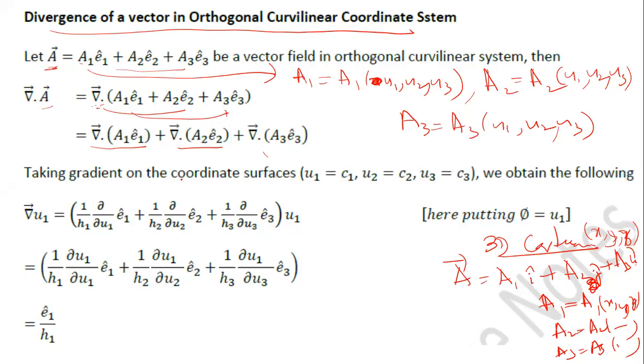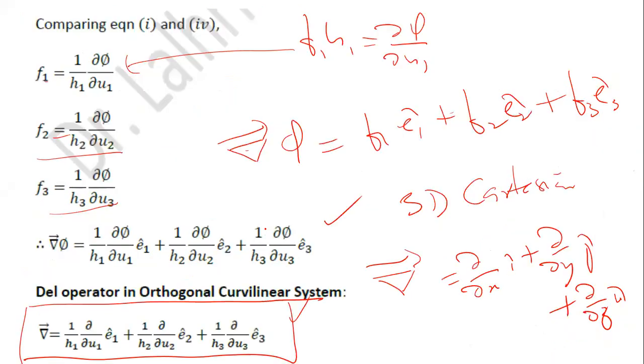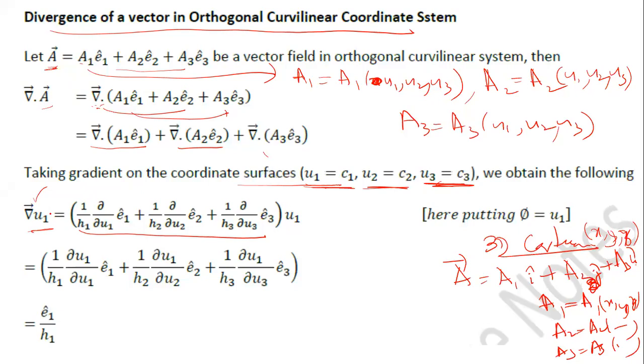Now let us consider the gradient on the coordinate surface. I think you are familiar with the coordinate surface defined like u1 equal to c1, u2 equal to c2, and so on. All right. So we can obtain the vector perpendicular to the surface as grad u1. Grad u1, you know that the del operator in this case is this. So this is your del operator. So just use the del operator here on u1.